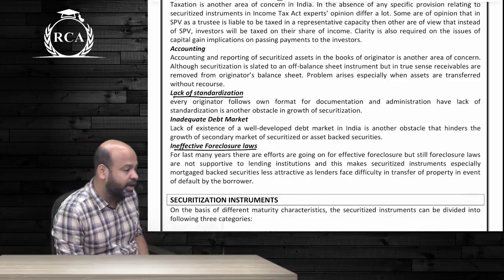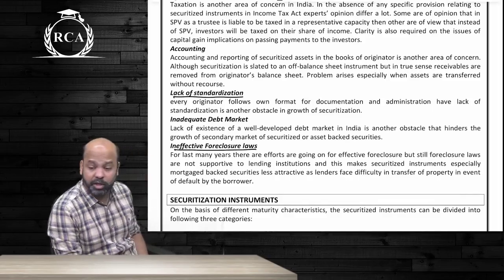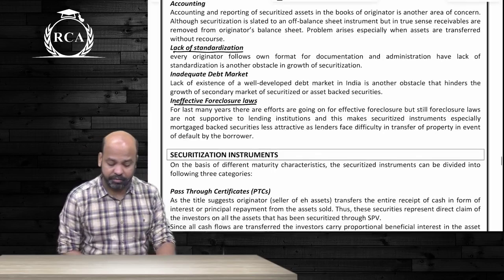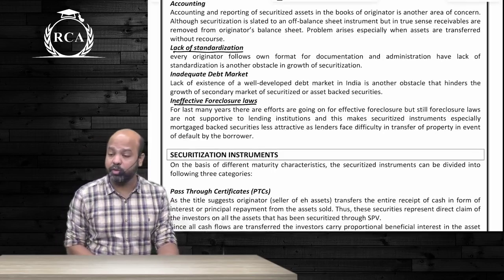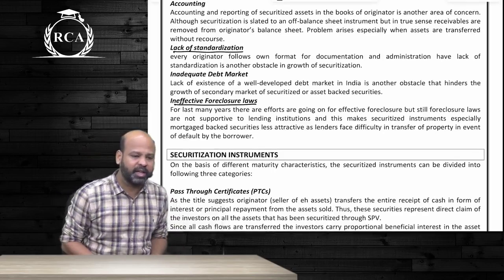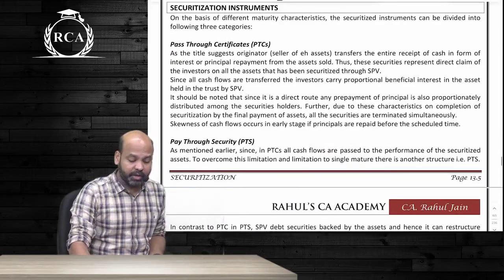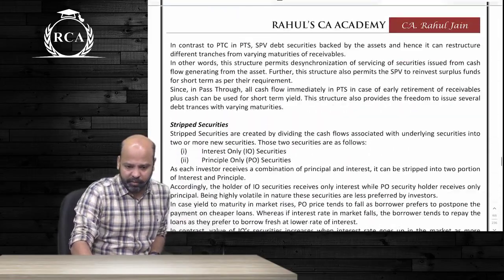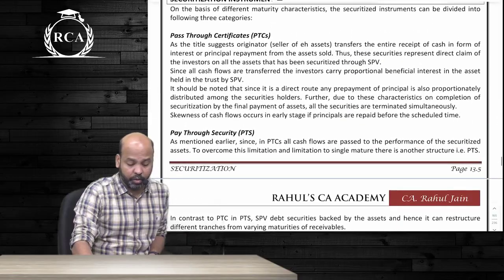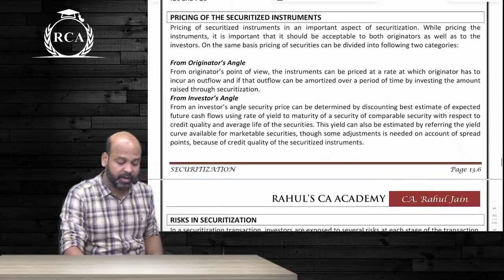The amount of money in the debt market is still substantially lower. Ineffective foreclosure laws, that is, if the loans have been entirely repaid and you want to close the trust. Securitization instruments: you have pass through certificates, pay through securities, and stripped securities.